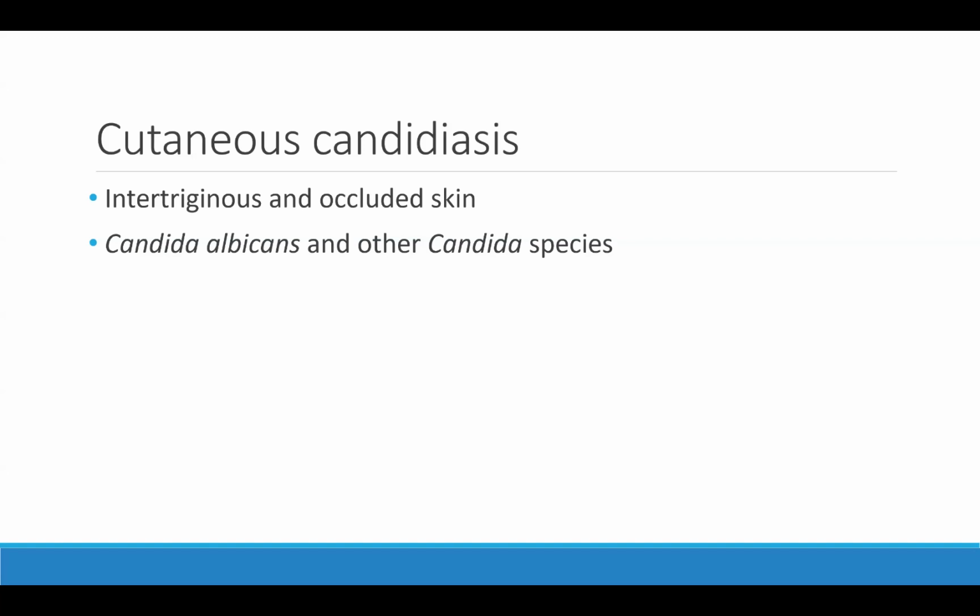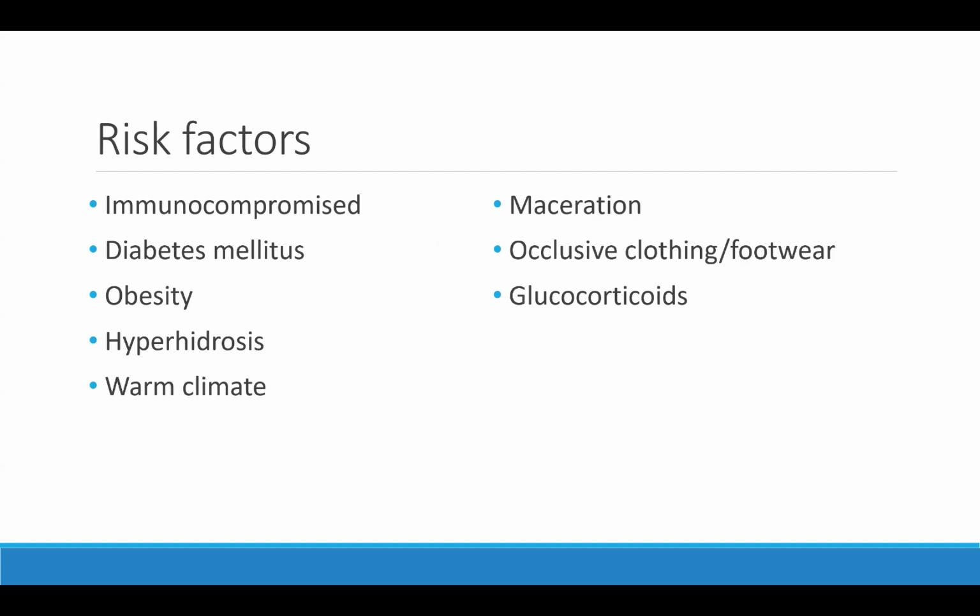Cutaneous candidiasis often affects intertriginous and occluded skin, commonly due to Candida albicans and other Candida species. Here are the risk factors: immunocompromised patients, diabetes mellitus, obesity, hyperhidrosis, warm climate, maceration, occlusive clothing or footwear, as well as the use of glucocorticoids.